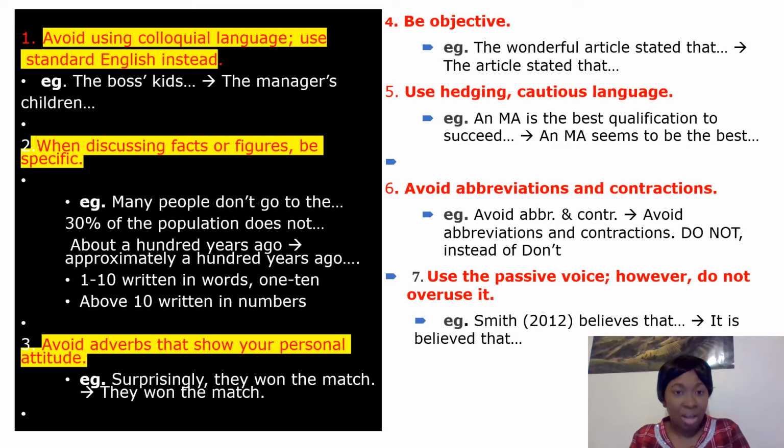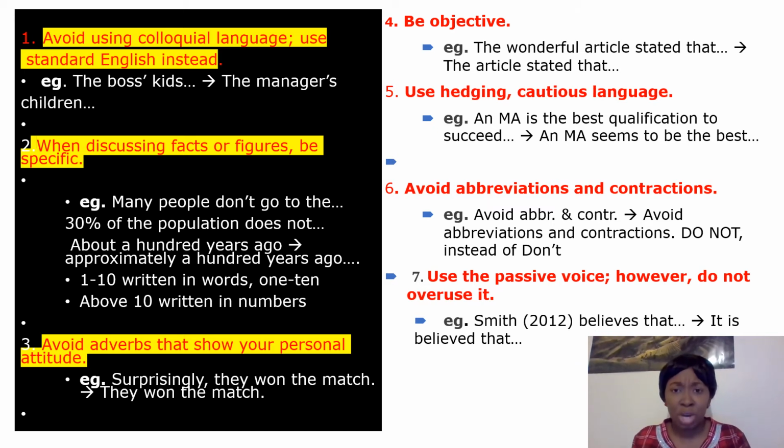Okay. And then another point is to avoid adverbs to show your personal attitude, like I said, apart from saying I did or I think. If you use words like surprisingly, okay, they won the match, it's showing that you were surprised or whatever. And there is this tiny bias, as it were, or personalization of that particular point. You could just say they won the match, okay?